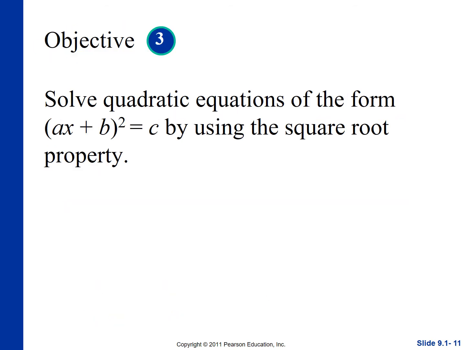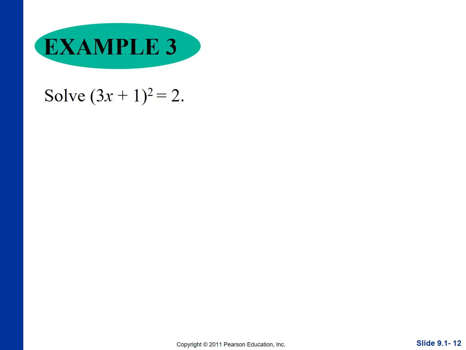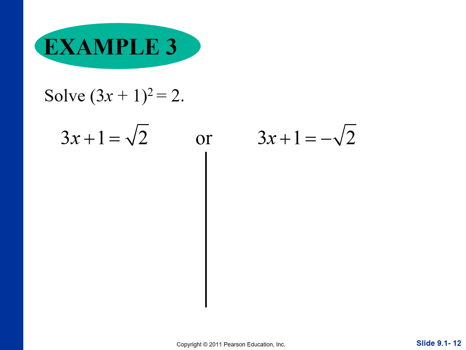All right, so now we're going to solve quadratic equations of the form (ax plus b) quantity squared equals c, a square root problem. Okay, so right off the bat here, we've got the quantity 3x plus 1 quantity squared equals 2. So 3x plus 1 equals the square root of 2, or 3x plus 1 equals negative square root of 2. So you're going to end up with two problems that you have to work out algebraically here.